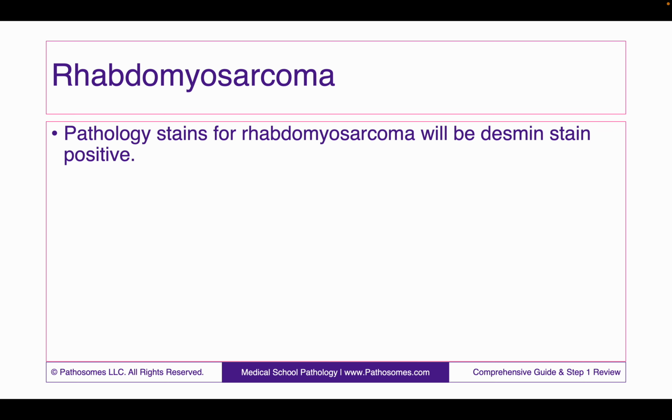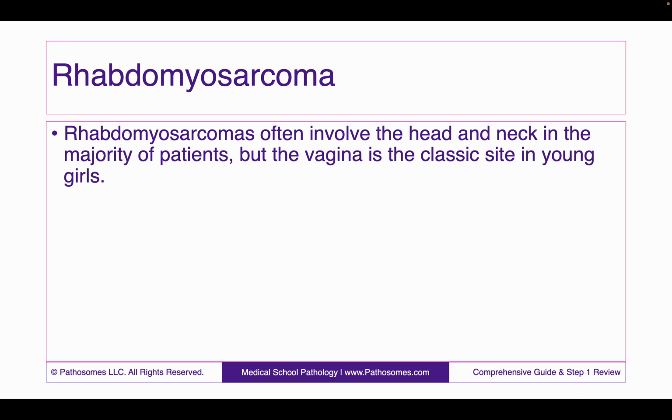Pathology stains for rhabdomyosarcoma will be desmin stain positive. Now, rhabdomyosarcomas often involve the head and neck in the majority of patients, but the vagina is the classic site in young females.